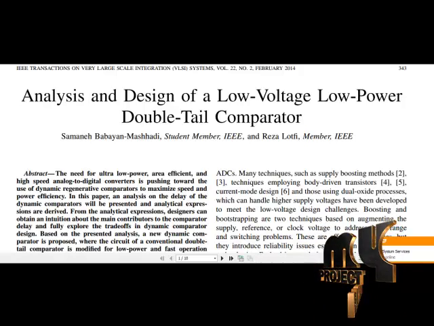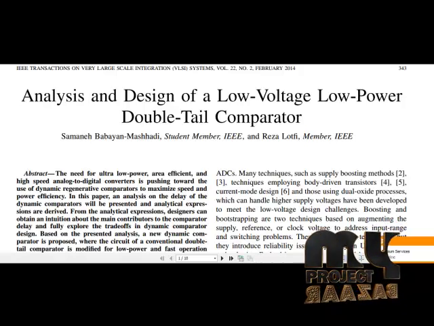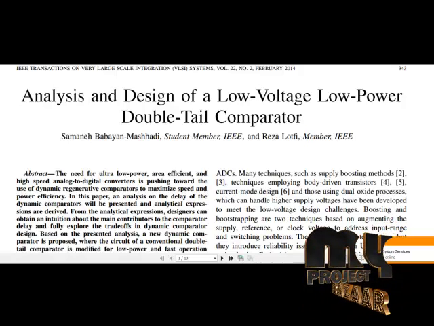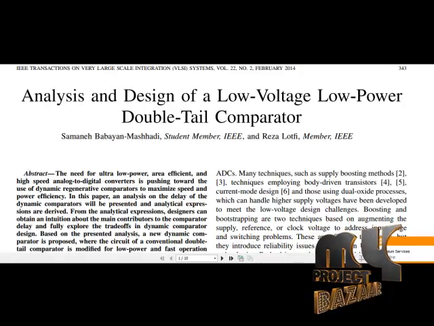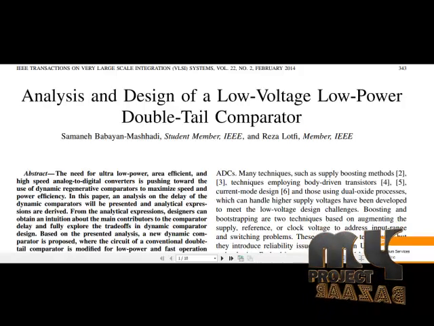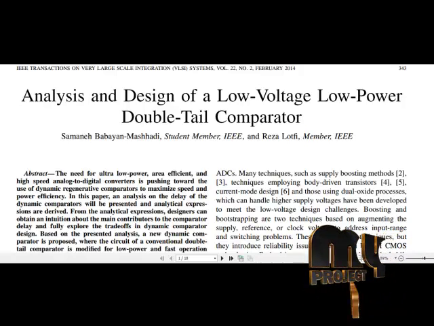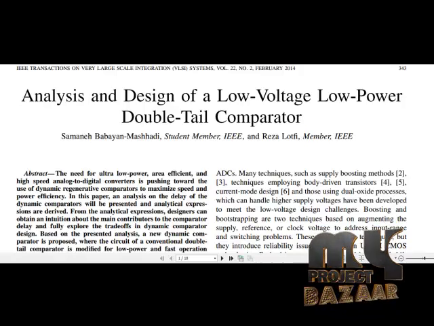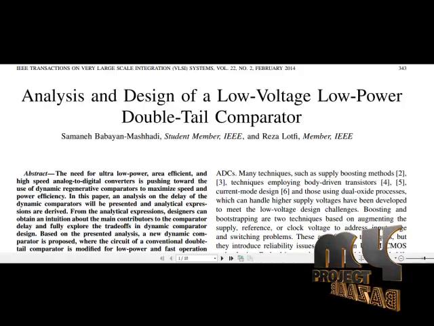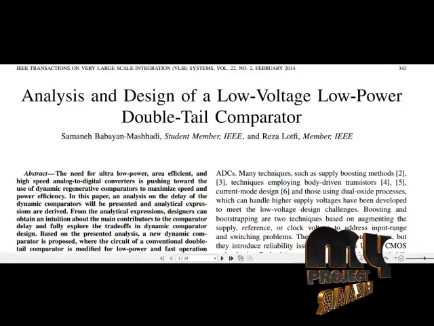Another important drawback of this structure is that there is only one current path via the tail transistor. That's what we are going for, a double tail transistor. In our proposed design, we have two tails, so we have two supply tails.